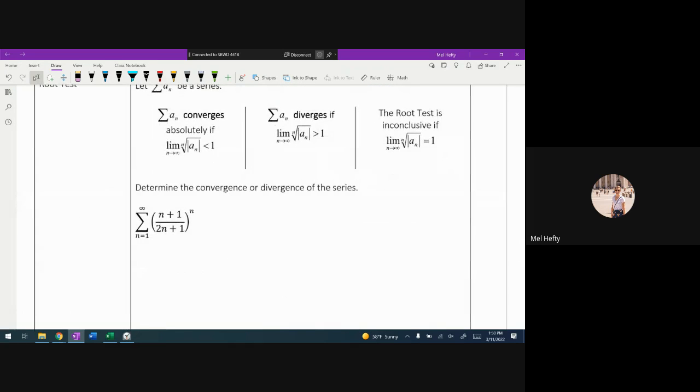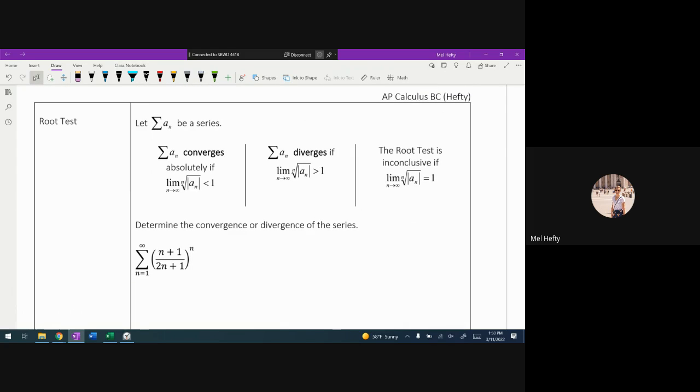All right, y'all ready? I'm going to get these 3 done, then we'll be done with all of our convergence, divergence tests. So last test, relatively easy test.